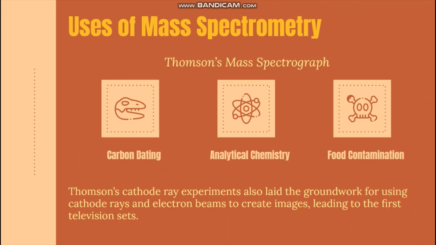Mass spectrometry is not only used in physics, but it's also a popular technique used to identify chemical compounds in the field of chemistry. Other applications of mass spectrometry include drug testing and discovery, food contamination detection, and carbon dating. Thomson's cathode ray tube experiments also laid the groundwork for the use of cathode ray tubes to accelerate and deflect electron beams onto a screen to create images, which eventually led to the invention of the first television sets.